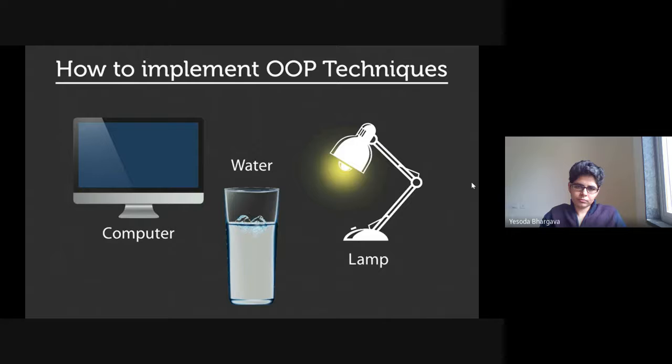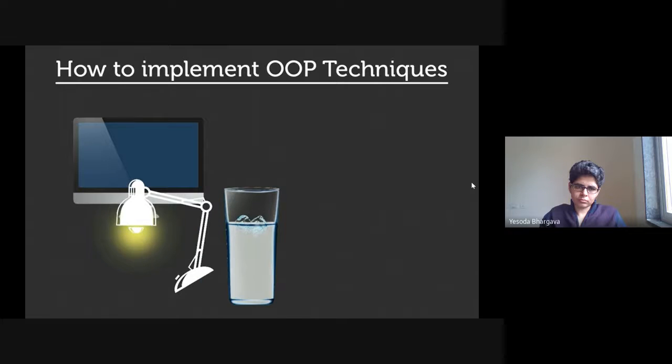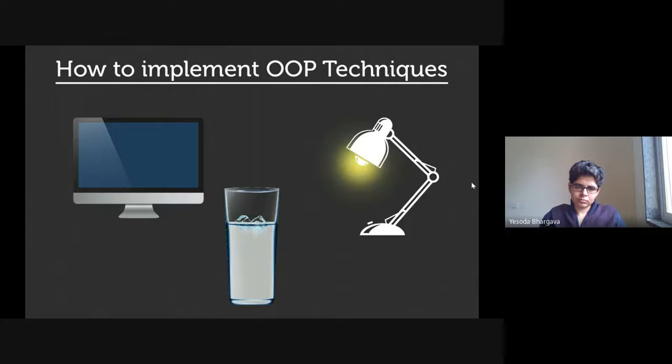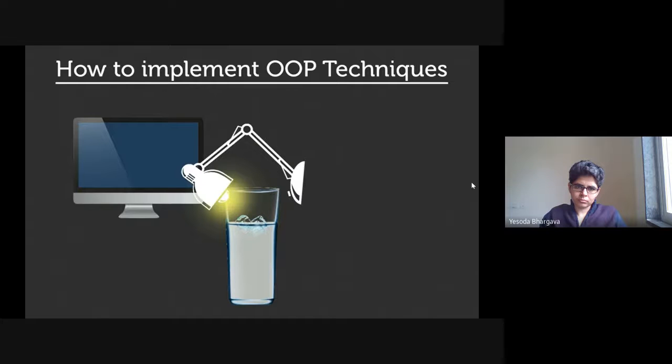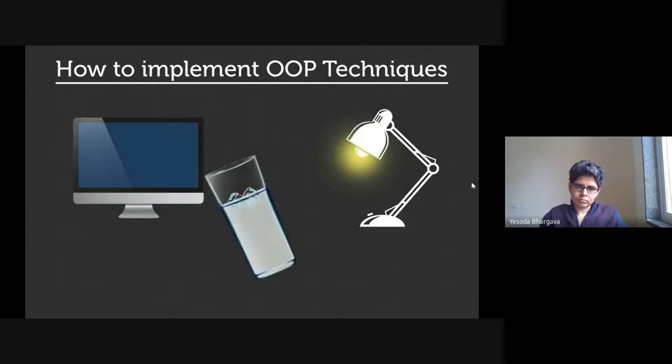And in the real world, objects aren't limited in the way that they can interact with one another. So for example, I can use the lamp to illuminate the keyboard on my computer. I can use it to see through the glass of water that I have. I can take the glass of water and dump it on the computer. And really it keeps going.